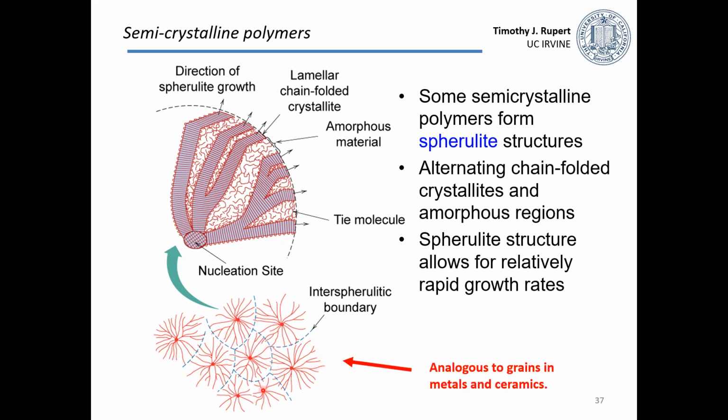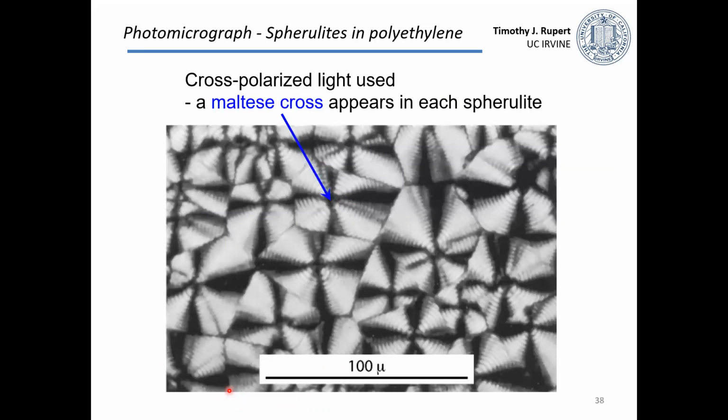And these regions right here are then analogous to those grains that we were seeing in metals and ceramics. So each of these has a slightly different orientation. And because of that, you can actually see some really cool things.